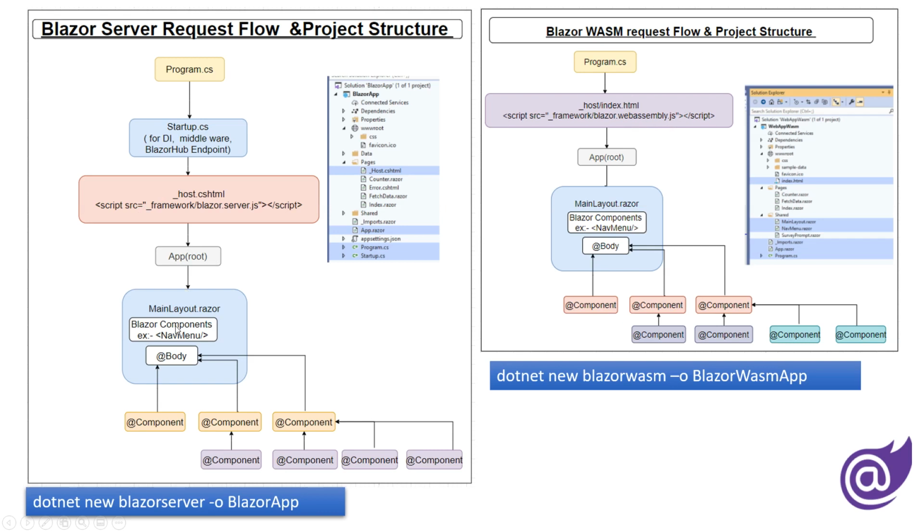After that it is loading the app. The app has the components. The main layout component, the layout component has the body, and the body refers to different components. That is the structure of the Blazor Server app and the Blazor WebAssembly app. Okay, next page.